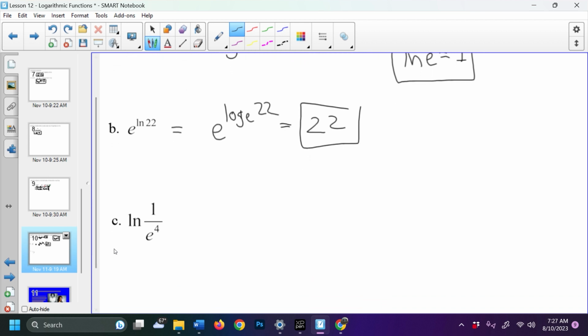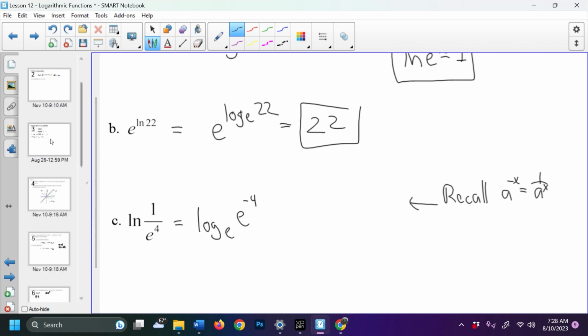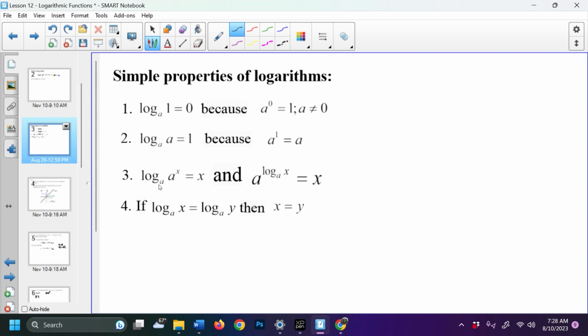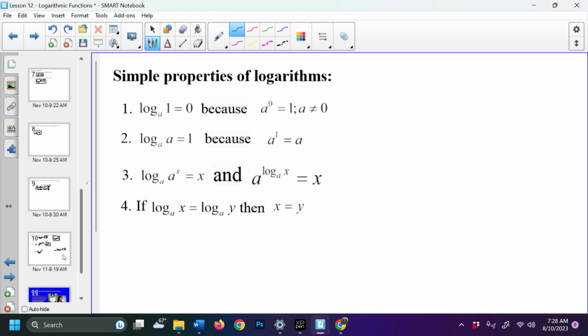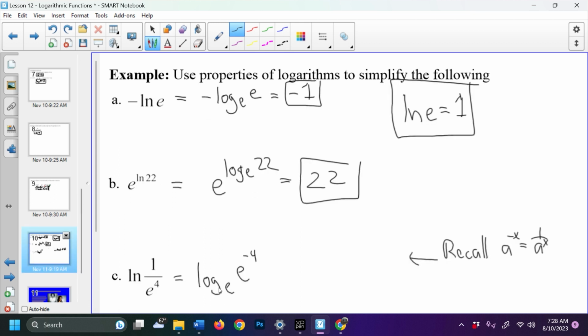And then in this last one, we'll do something similar, but the first thing I want you to do is I want you to recall that a to the negative x is equal to 1 over a to the positive x. So I can rewrite this as log base e of e to the negative 4. And then if we go up and take a look at our examples, again, if you have log base e of e to the x, you'll just get that x. So for all intents and purposes, in this example, the log and the two e's cancel out, leaving us with just negative 4.